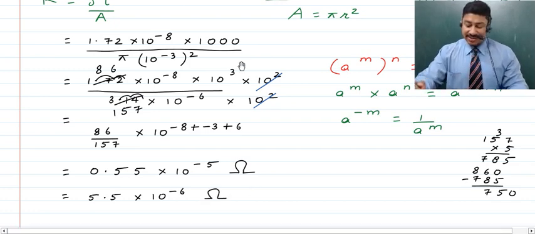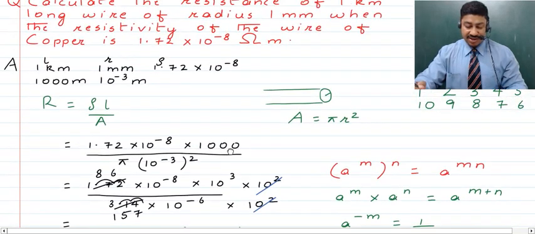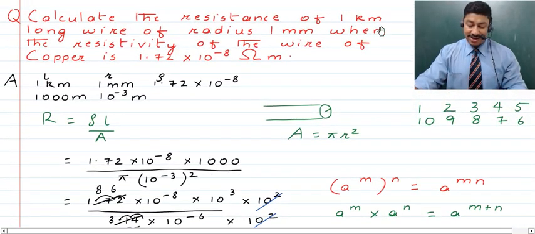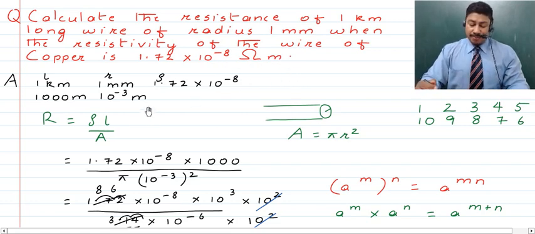So children, I'll just quickly discuss this all over. In the question, you've been given that you've got to calculate the resistance of 1 kilometer long wire of radius 1 millimeter when the resistivity of the wire of copper is 1.72 into 10 raised to the power minus 8 ohm meter. So here children, as the length has been given to you in kilometers, if you convert it to meters, it will become 1000 meters. Similarly, you've been given the radius in millimeter. If you convert it to meters, it will become 10 raised to the power minus 3 meter.